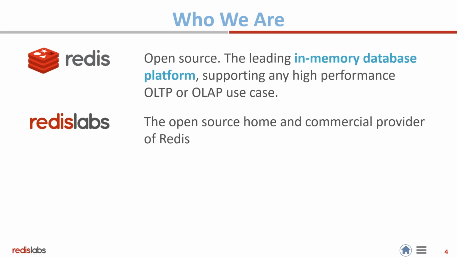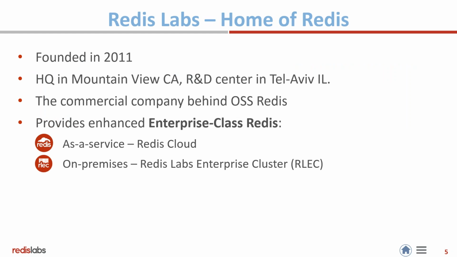Who are we? So Redis, as you all know, is an open source database that was started by Salvatore Sanfilippo back in 2007. It's one of the leading in-memory database platforms that's being deployed across all verticals for various types of applications. And Redis Labs is the home of Redis. We are the commercial provider for Redis. We were founded in 2011, headquartered in Mountain View, California, and we sponsor the open source Redis project. We have two kinds of solutions that we offer. One is the Redis Cloud Services that's available across multiple cloud solutions, and the other one is the on-prem solution, the Redis Labs Enterprise Architecture.